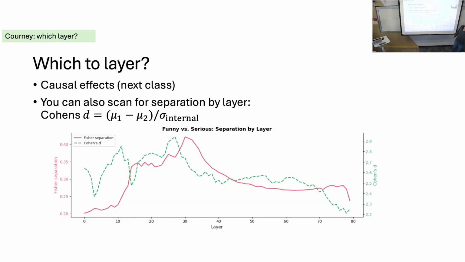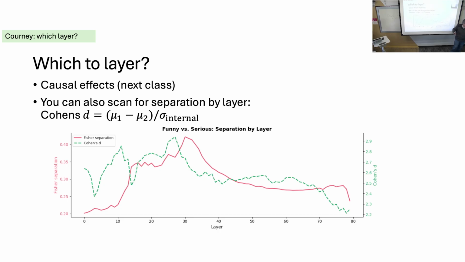Courtney also asked what layer. There are simple things that you can also do. There are these fancy causal things that you can do, but you can also just measure the margin, just like a classic machine learning person would do.